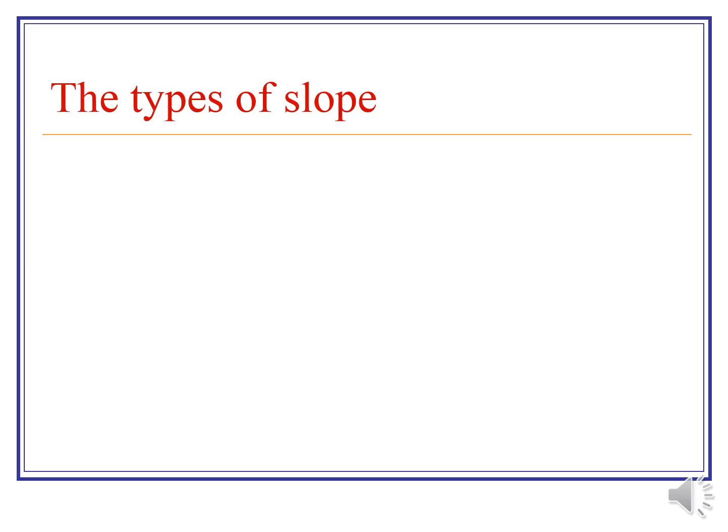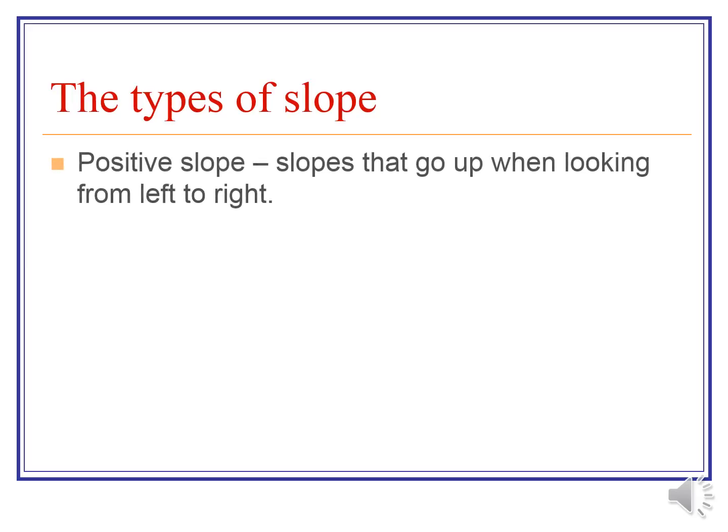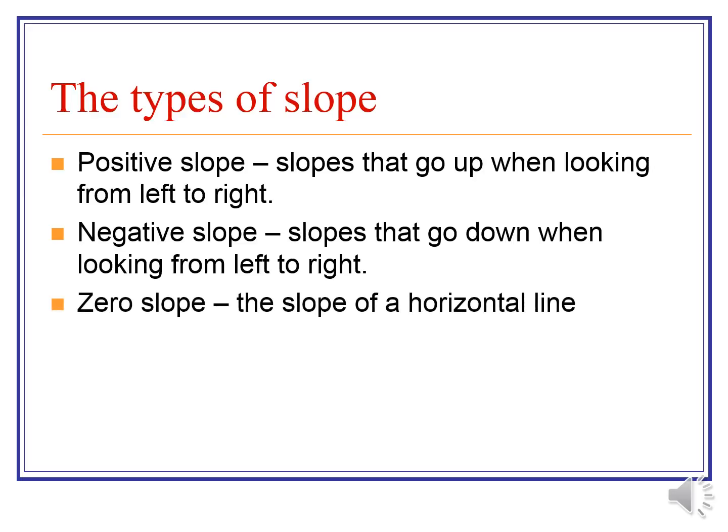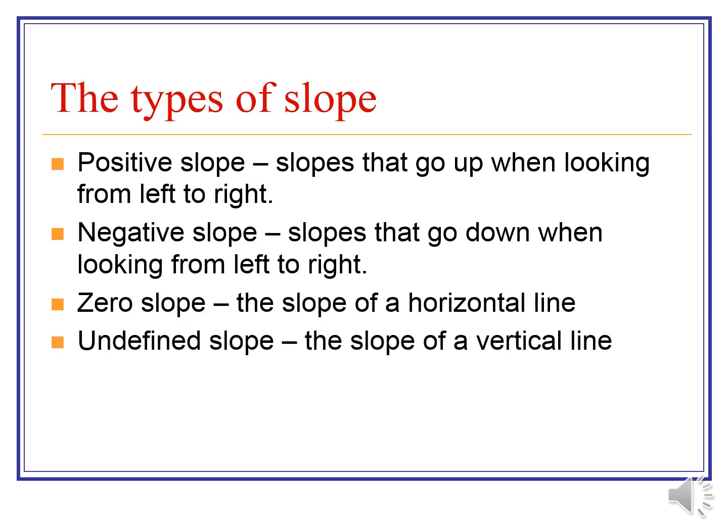Let's talk about the four different types of slope. Positive slope is slope that goes up from left to right. Negative slope are any slopes that go down from left to right. Zero slope is the slope of a horizontal line. Undefined slope would be the slope of a vertical line.